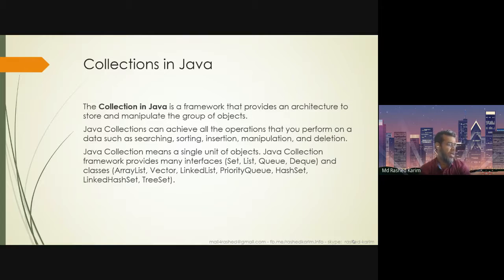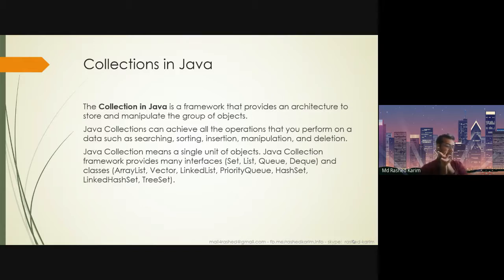So Java collection means a single unit of objects. The collection is a single unit. You can use the single unit so that you can traverse, go inside the list of students, and call any student's name, variable, and other things, methods, by traversing the list of students.